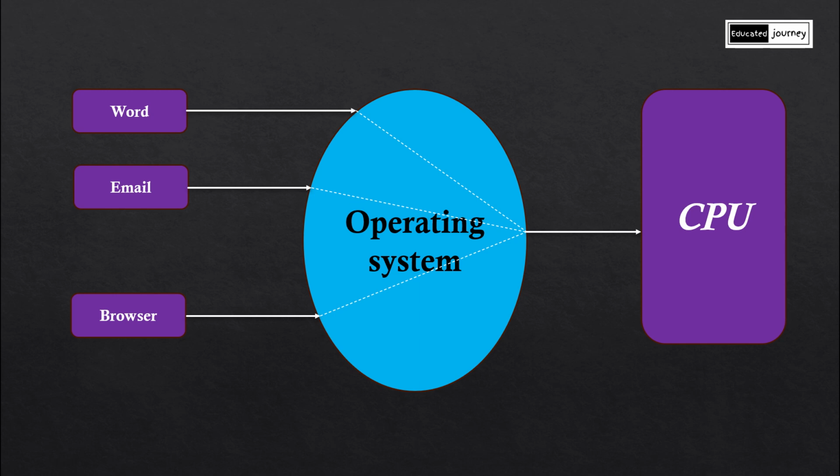Now let's understand how multitasking operating system works. On the left side you can see different applications like Word, email, browser. These are tasks that the user is running at the same time. In the middle we have the operating system that acts as a manager and controls how these applications use the CPU. And finally on the right side you can see the CPU. There is only one CPU but many applications want to use it.